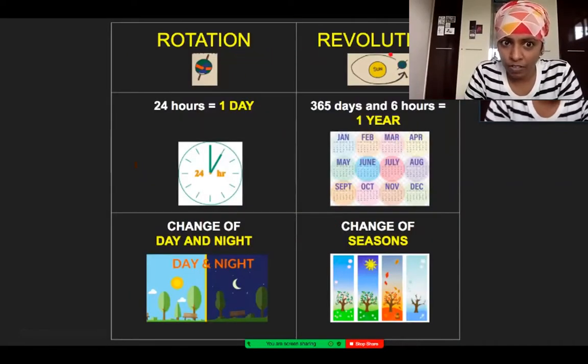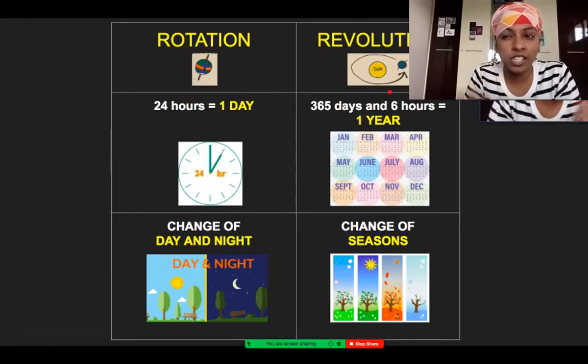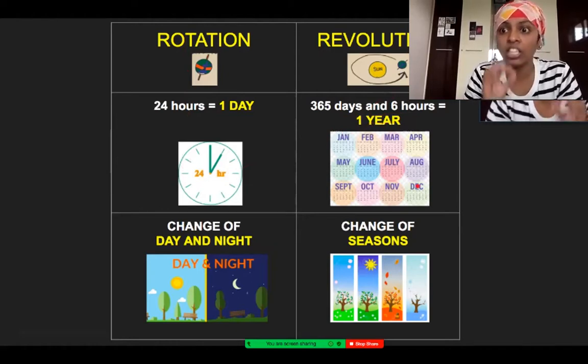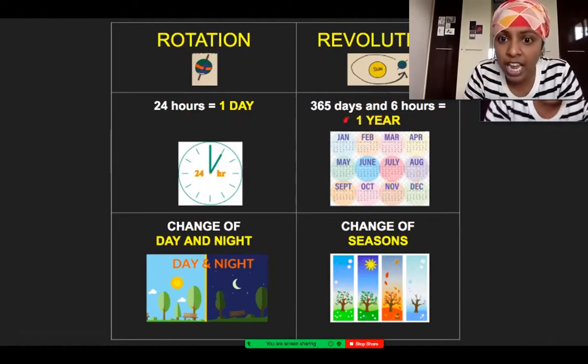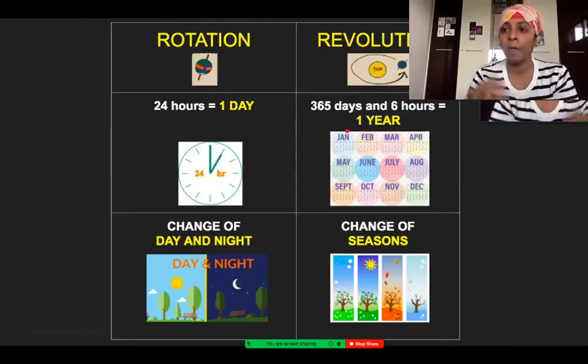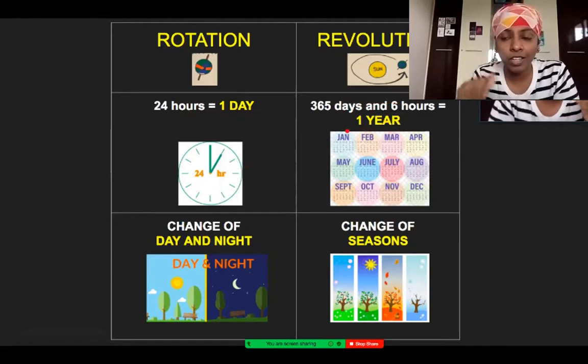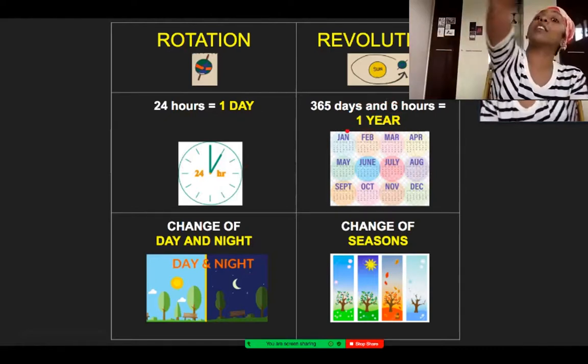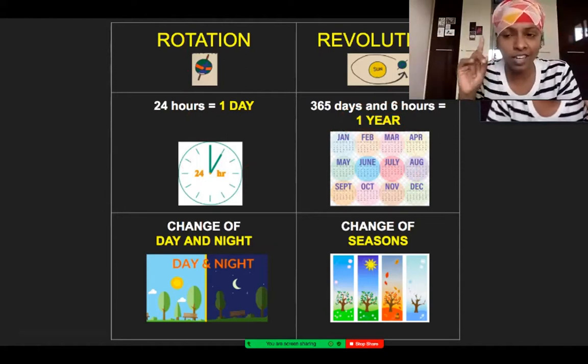Rotation, revolution. Rotation takes 24 hours, which is ek din. Revolution takes 365 days. January se December tak, 365 days, which is ek saal, 1 year. So, aap log fifth standard jab khatam karoge, tab ek bar earth pura sun ko ghumega, ek saal lagega.